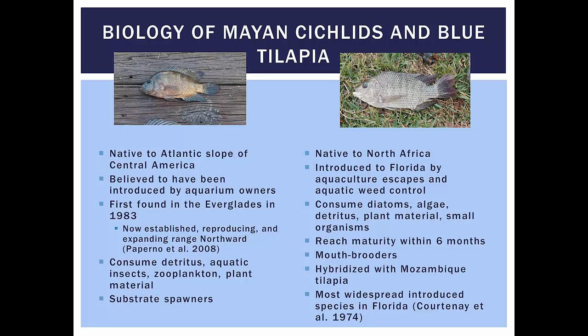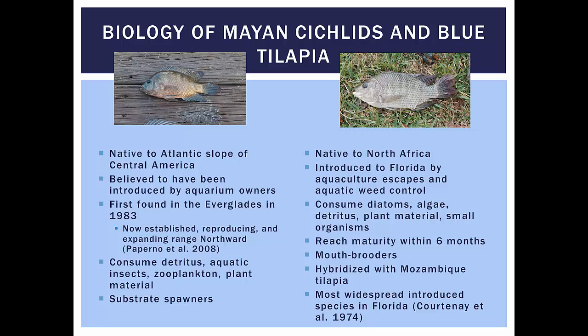Just about their reproduction, they are mature really early, and then they're mouth brooders. So they make a nest, the female releases the eggs, the male fertilizes them, and then she takes them into her mouth to protect them. And even when they're hatched, the fry will still come back into her mouth when they perceive a threat. And they're considered the most widespread introduced species in Florida. That's just by area, but not necessarily by abundance.